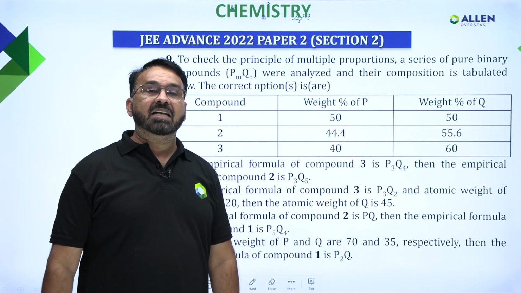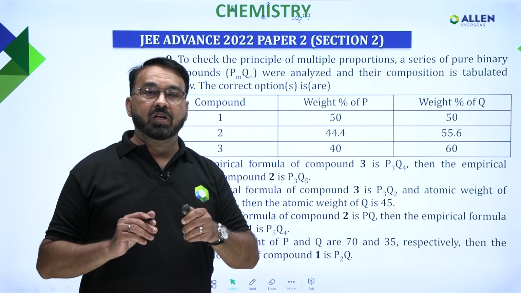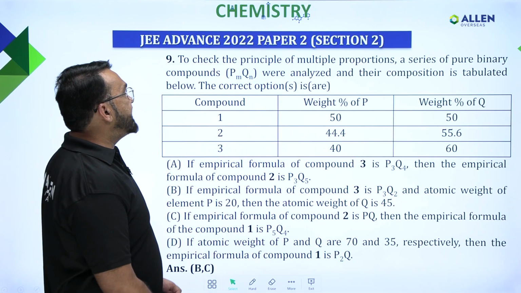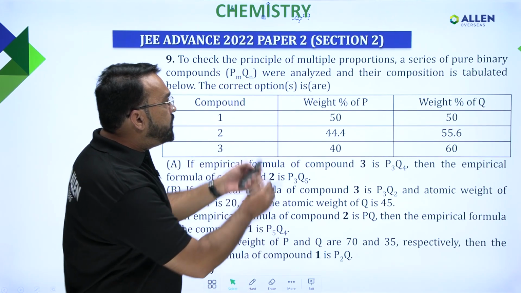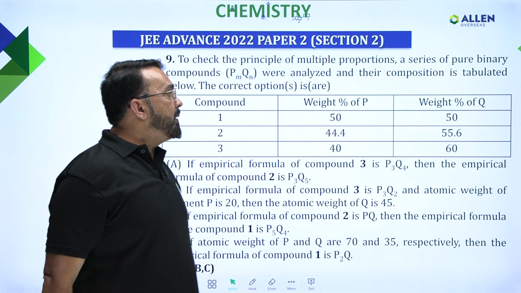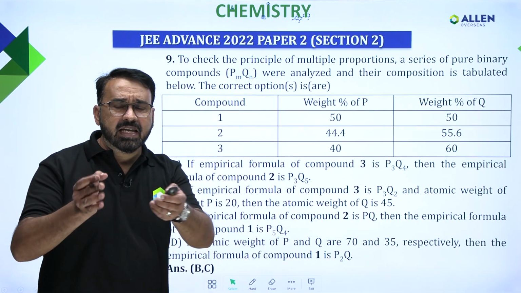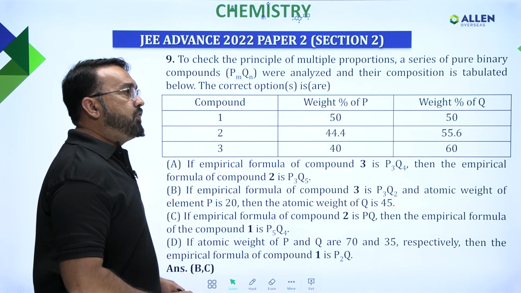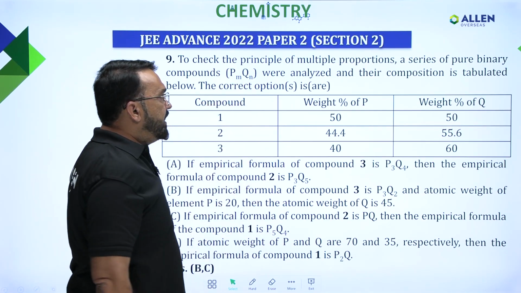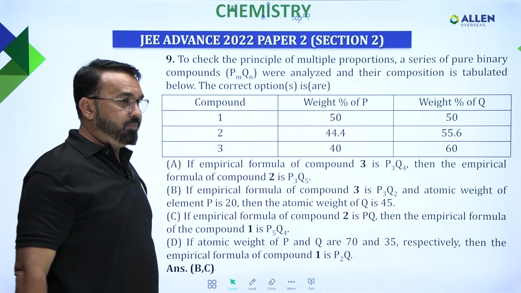So let us understand the question first and then answer the options that are given to you or come to the correct option, right, students? It says that to check the principle of multiple proportion, that means to check the law of multiple proportion, a series of pure binary compounds of the general formula PMQN were analyzed and their composition is tabulated below.